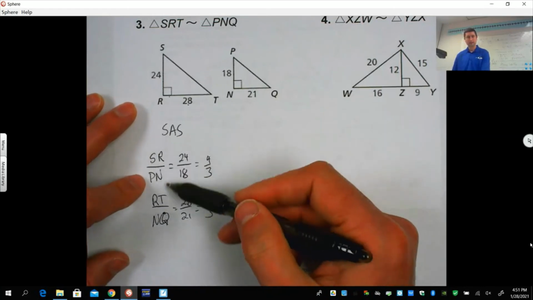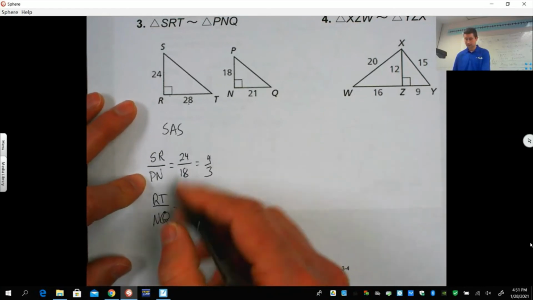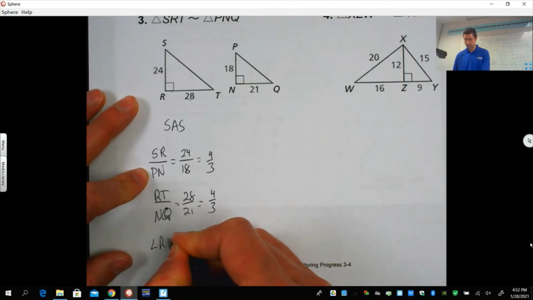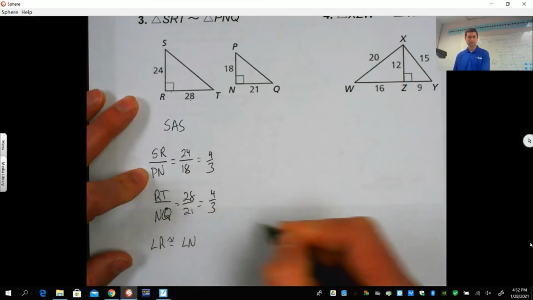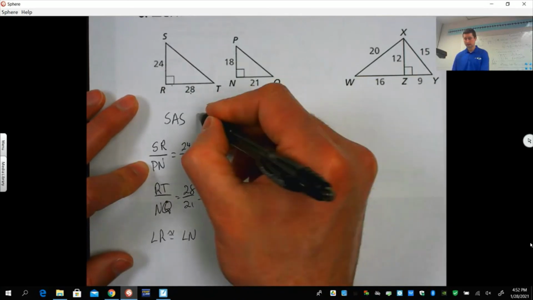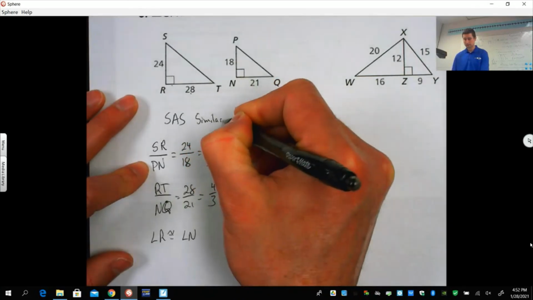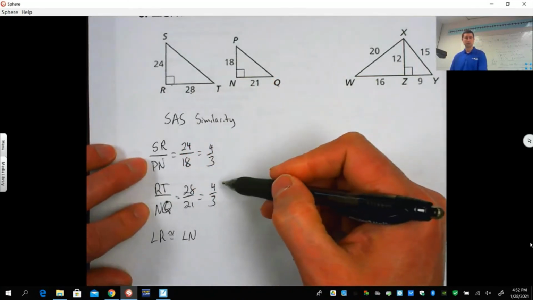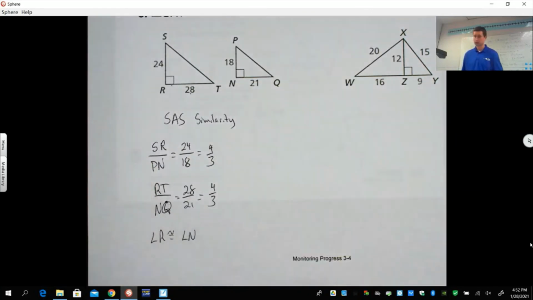So we have two sets of proportional sides, and we'll say angle R is congruent to angle N. Okay, so we can use the side angle side similarity. We've shown that the two sets of congruent sides are proportional, and the included angles are congruent.